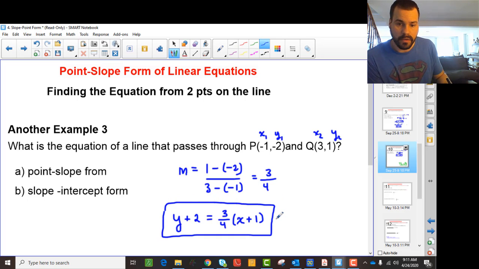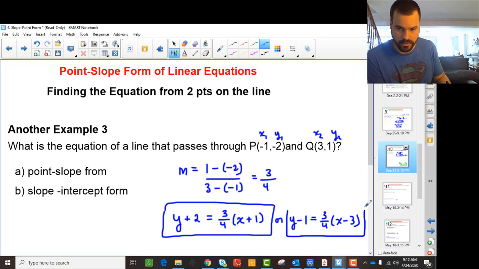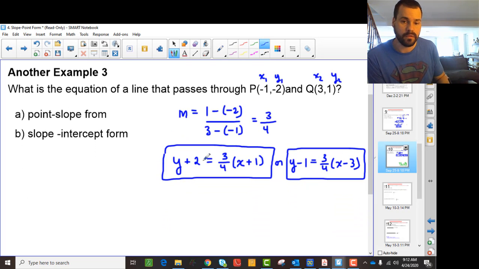Okay. And then I'm just going to show you what happens if I use this one. So the other option is to go y minus 1 is equal to 3/4 onto x minus 3. That is also okay. That is also an equation that works. I just want to show you that it doesn't matter, we end up with the same slope-intercept form. So this is part A, but part B says write it in slope-intercept form. So let's do that.